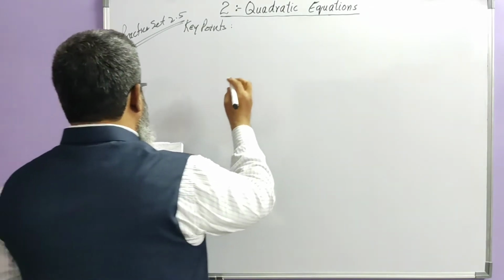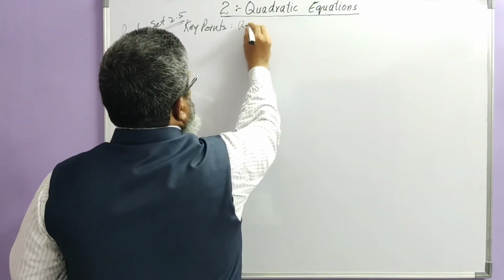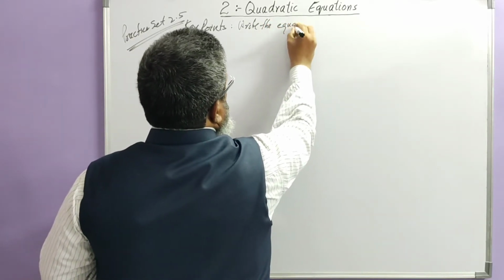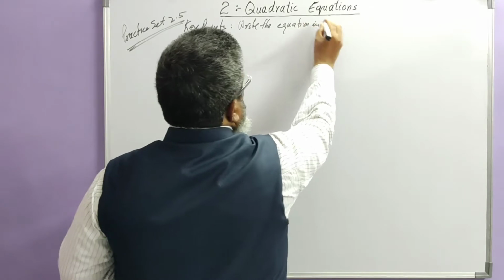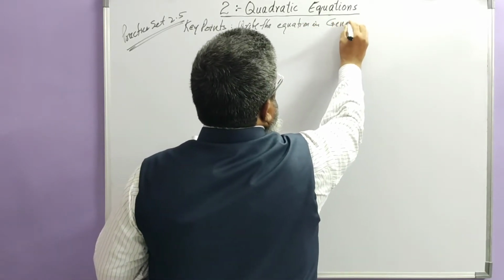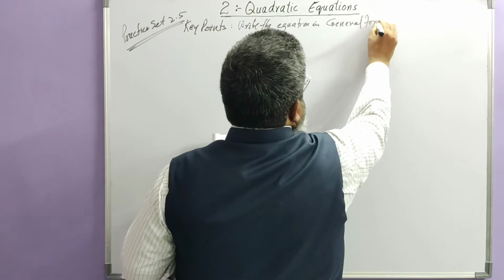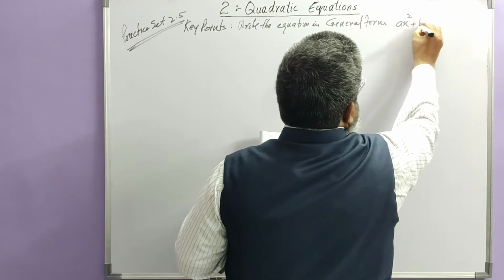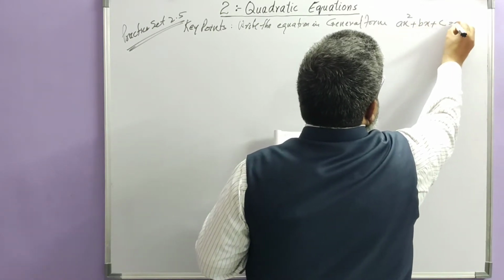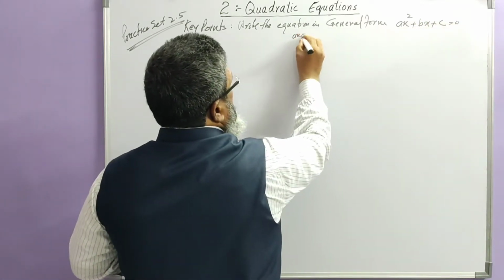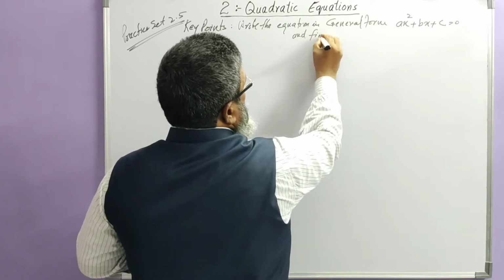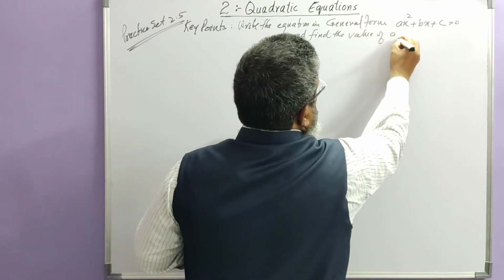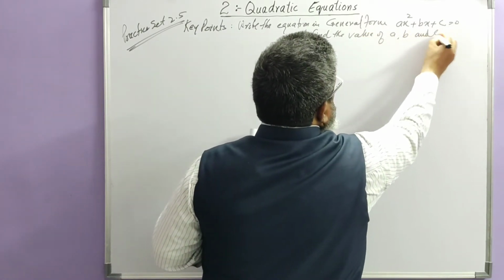One key point, which I always write in this chapter: write the equation in general form, that is ax square plus bx plus c is equal to 0, and find the values of a, b and c.